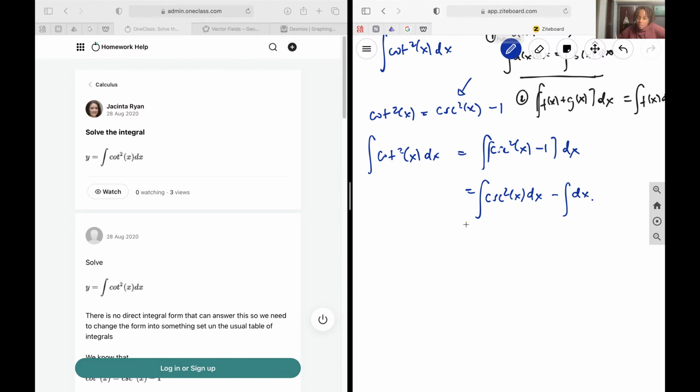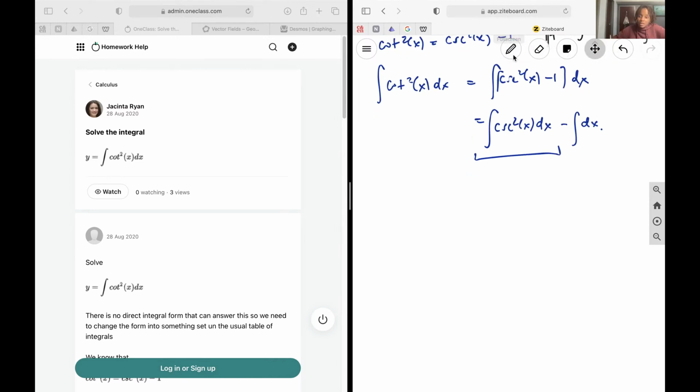Okay, and then next up we're going to need to figure out how to solve this, and we're going to use substitution. There is a generally known answer for the integral of cotangent squared x. I'm just showing you how to get there. And so in order to get there, we're going to use a substitution that is well informed. It's not just a guess. And we're going to substitute in cotangent x.